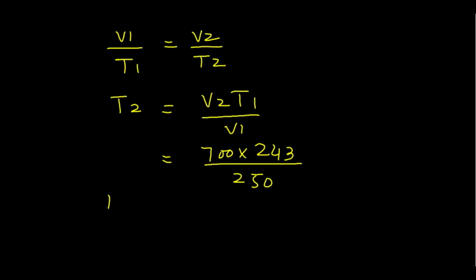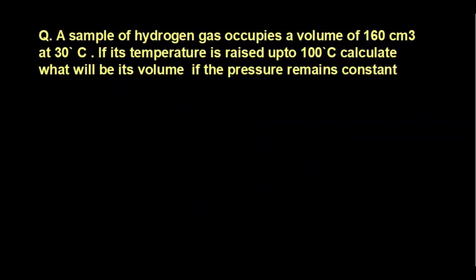After calculating, we get the final temperature T2, that is 680.4 Kelvin. So this expansion caused due to increase in temperature. I hope this numerical is clear to you. Now we will see the next numerical which is given. Let's see what is the statement of the numerical.